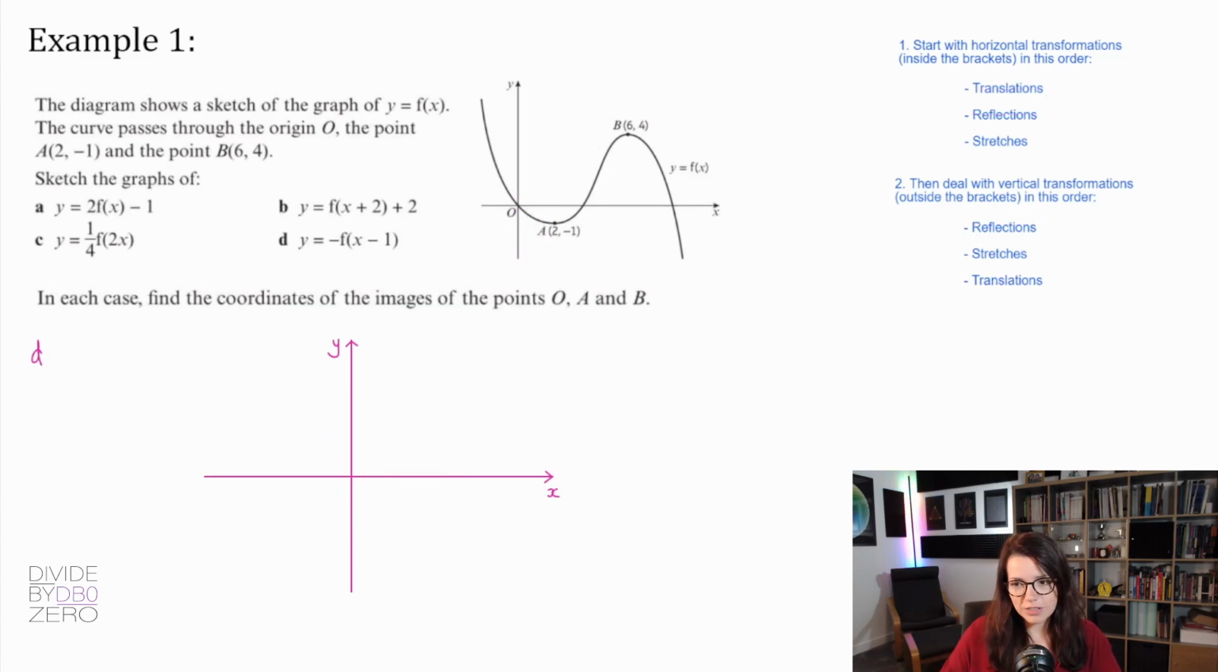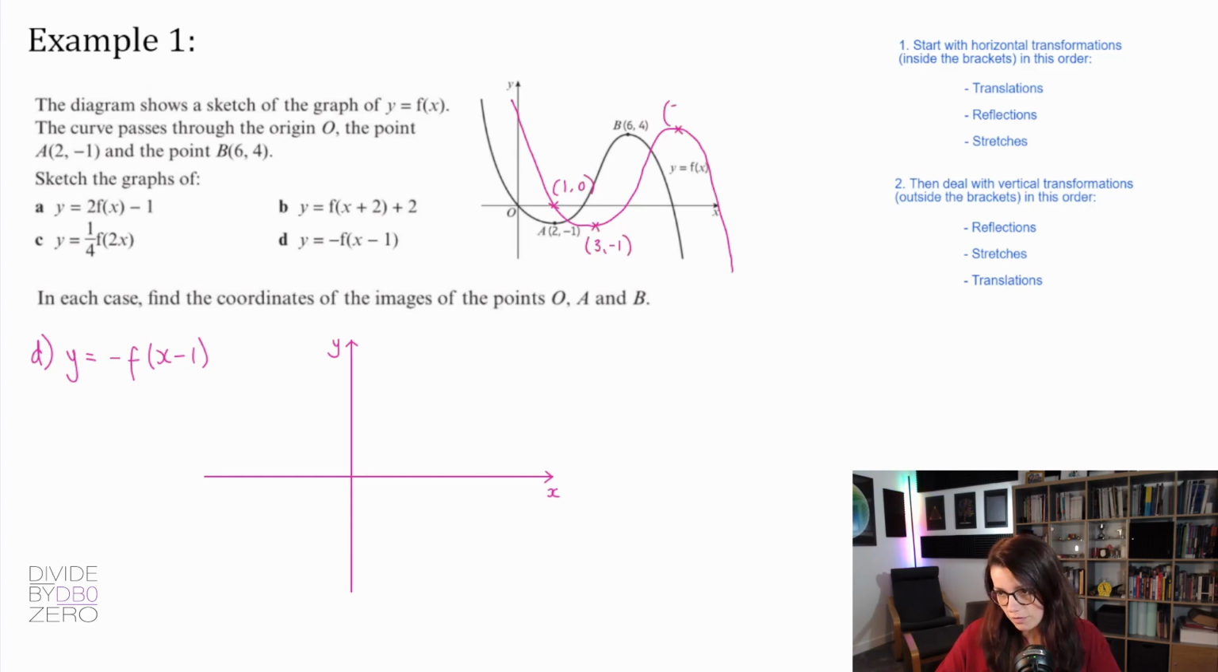Last part of this question, D, y equals minus f of x minus 1. We do have a horizontal translation. -1 inside the bracket means we want to move to the right by 1. So let's do that first. Note how the points have changed. So 1, 0 for the origin, 3, -1 for this one, and 7, 4 for that one. That deals with that. No reflections or stretches in the x direction.